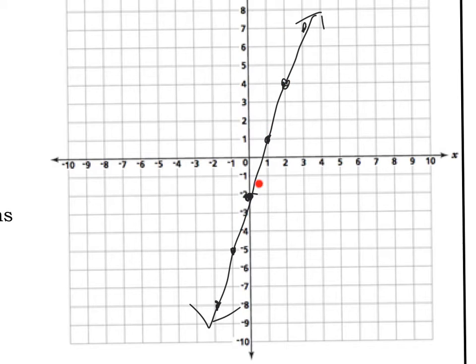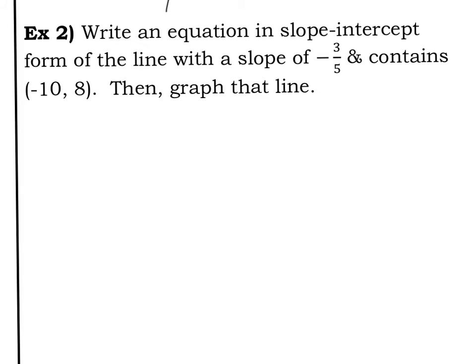I did a couple points going backwards, down 3 over 1, down 3 over 1, but that's it to graphing a line. In example 2, I'm going to write an equation in slope-intercept form of the line with the slope of -3 over 5 and contains the point -10, 8. Then I'm going to graph that line.